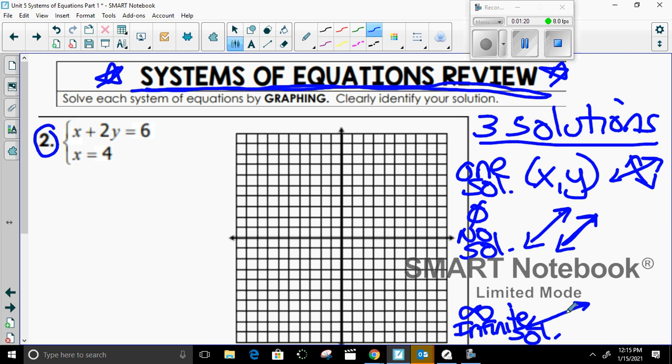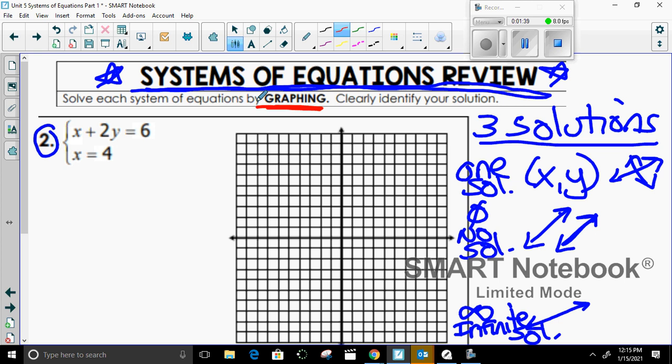So we're still getting those 3 types of solutions. It just depends on the way they want us to graph, or the way they want us to solve it. So we want to solve it the way they tell us to, okay? All right, so solve each system of equations by graphing. So this number 2 that we're doing, they want us to graph.